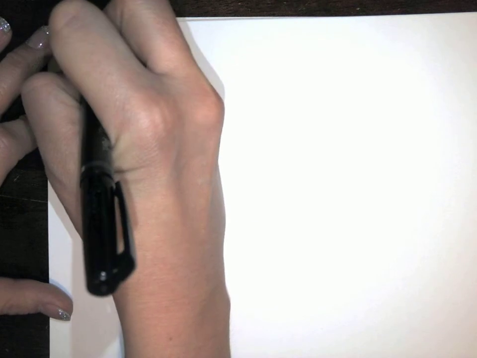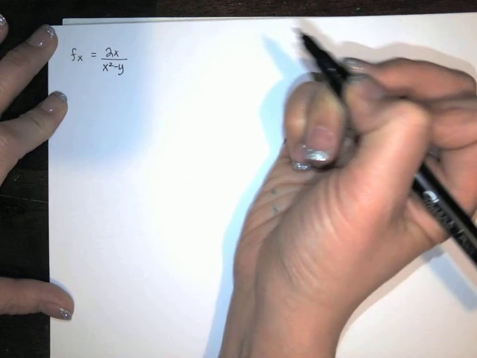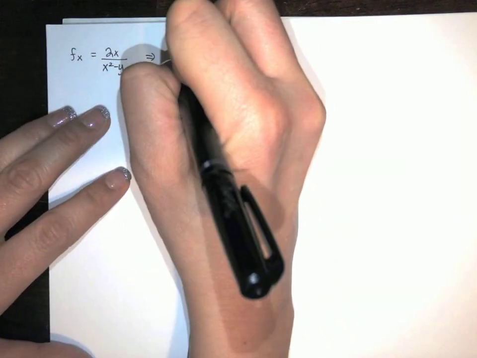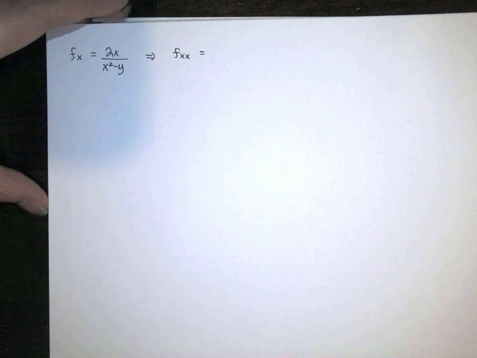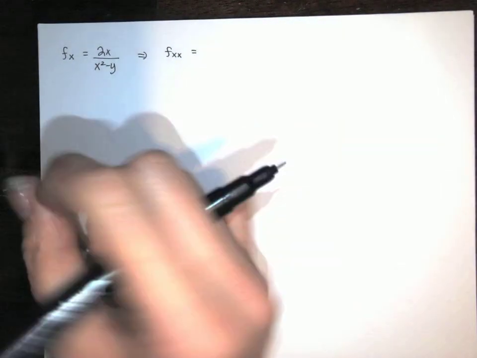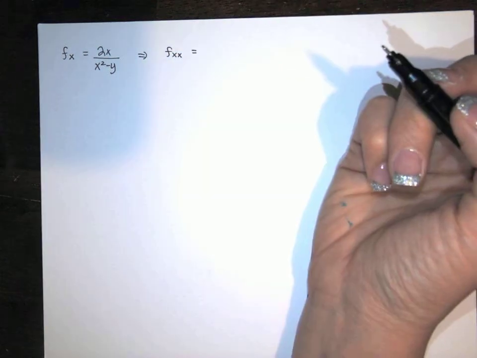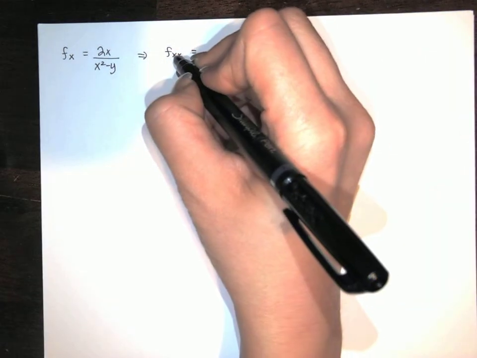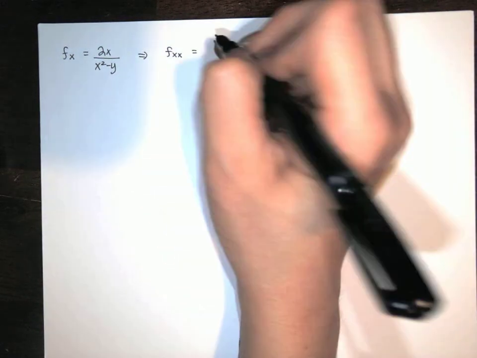So f sub x was 2x over x squared minus y. That means the second partial of f with respect to x is this. Now, I did not talk about Leibniz notation yet. I like subscript notation with this because it tells you take the derivative with respect to x and then take the derivative with respect to x. You read it left to right.